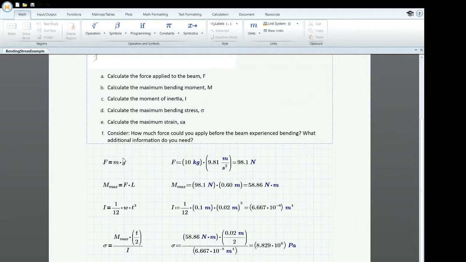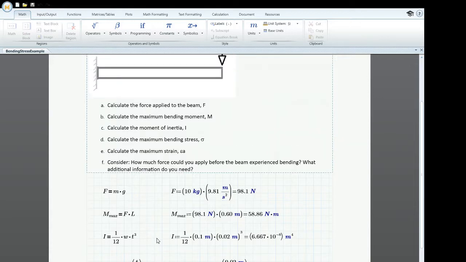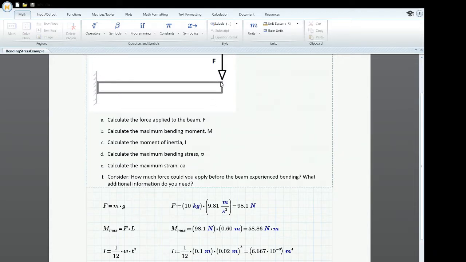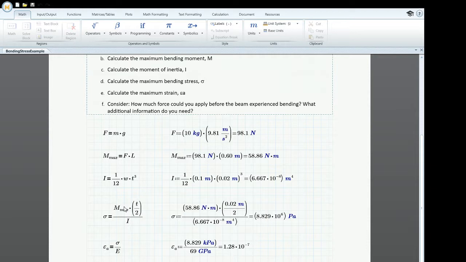So if we look at the numbers for force, maximum bending moment, and the area moment of inertia, we can use these values to calculate the maximum bending stress on the beam. And so the maximum bending stress will be as far as you can get away from the loading and on the outside of the beam, with tensile stress on the top of the beam and compressive stress at the bottom of the beam. So we use the maximum bending moment.